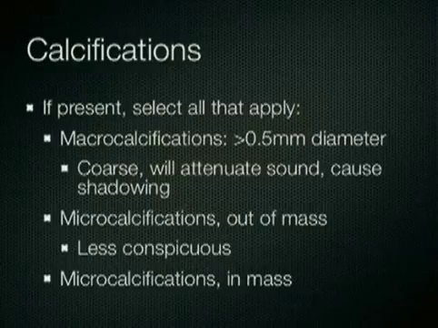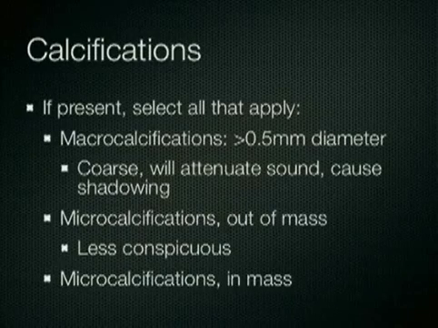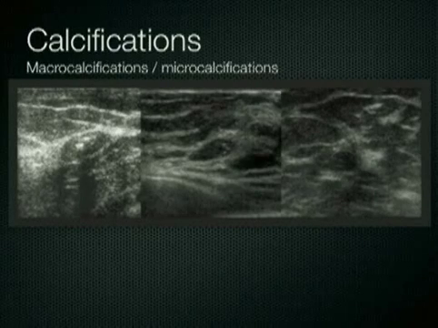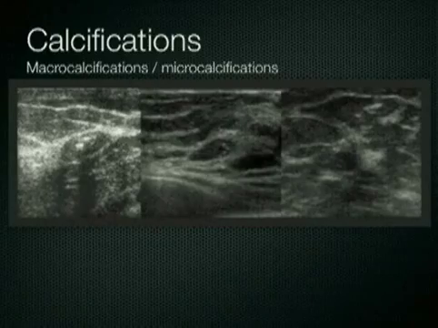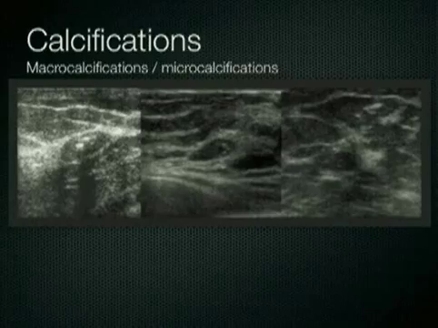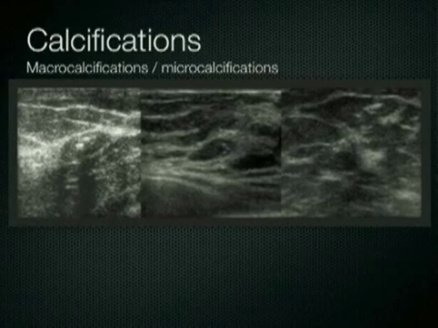Microcalcifications, or calcifications less than 0.5 millimeter in size, may be seen within masses or may be seen outside of masses, in which case they may be less conspicuous. This panel shows 3 patterns of microcalcifications. On the left, a coarse calcification with shadowing associated with a fibroadenoma. In the center, microcalcifications, in this case also associated with a fibroadenoma. And on the right, subtle calcifications not associated with a mass.